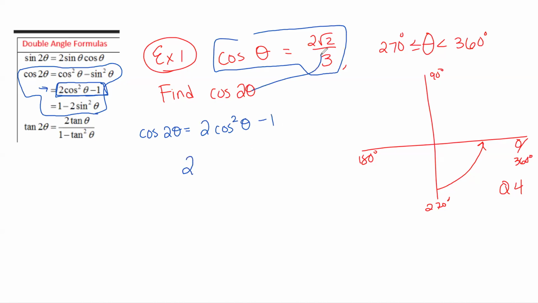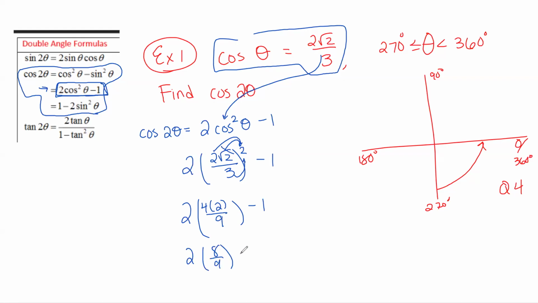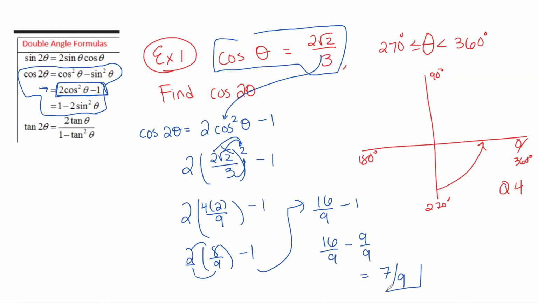Keep the 2. This is cosine. So we're going to do 2 root 2 over 3, and we're going to square it, and we're going to keep the minus 1. Keep the 2. 2 squared is 4. Root 2 squared is just 2. 3 squared is 9, minus 1. So this is 2 times 8 ninths minus 1. If you're allowed to use a fraction calculator, feel free. This is now 16, because you just multiply right across. 16 ninths minus 1. 16 ninths minus a whole, which would be 9 ninths, gives us 7 ninths.